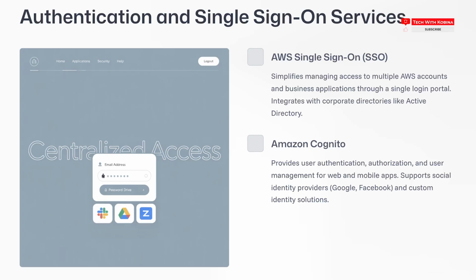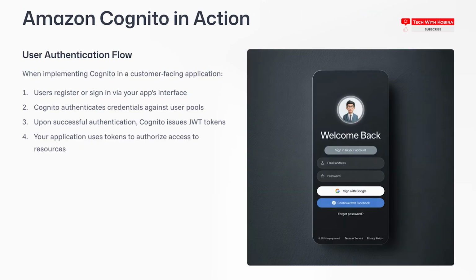AWS Single Sign-On, or AWS SSO, simplifies managing SSO access to multiple AWS accounts and third-party applications. You can integrate AWS SSO with your corporate directory like Microsoft Active Directory to streamline employee access. AWS Cognito provides user sign-up, sign-in, and access control for web and mobile applications. For example, if you build a customer-facing web app, you can use Cognito to authenticate users with social providers like Google or Facebook, or with your own identity provider.